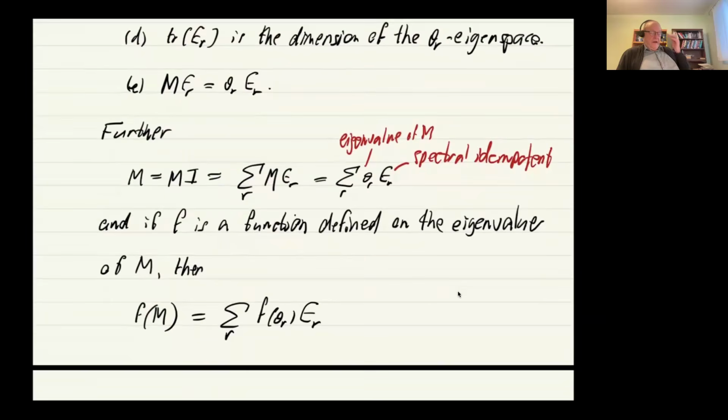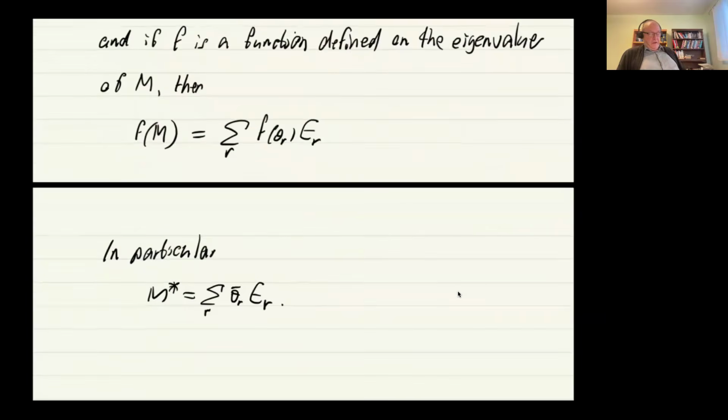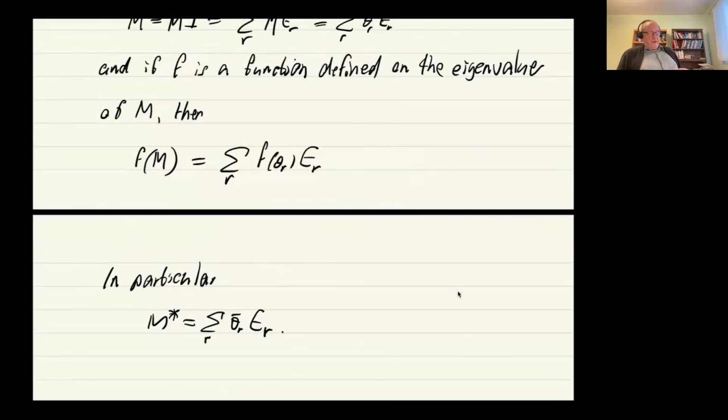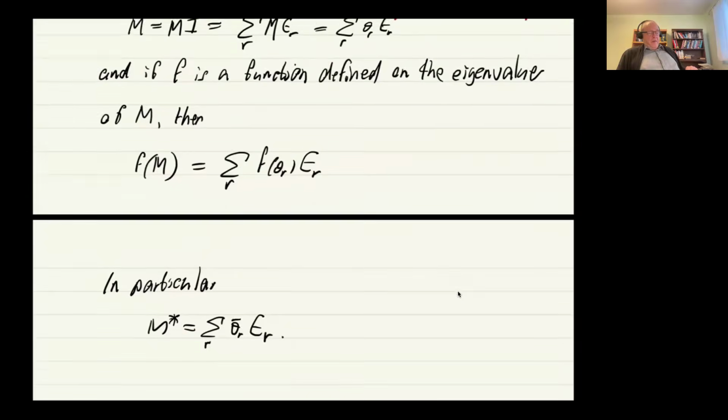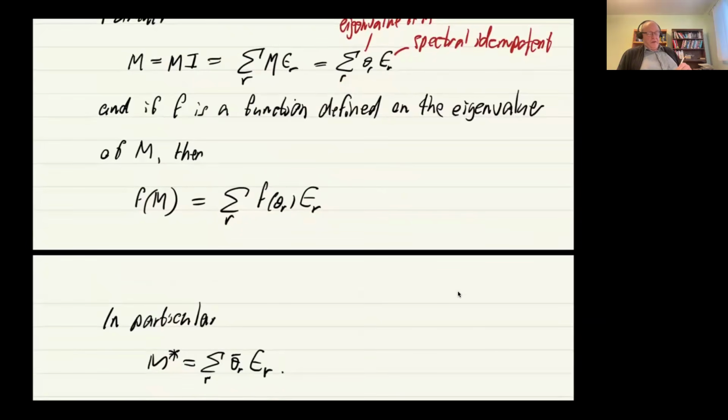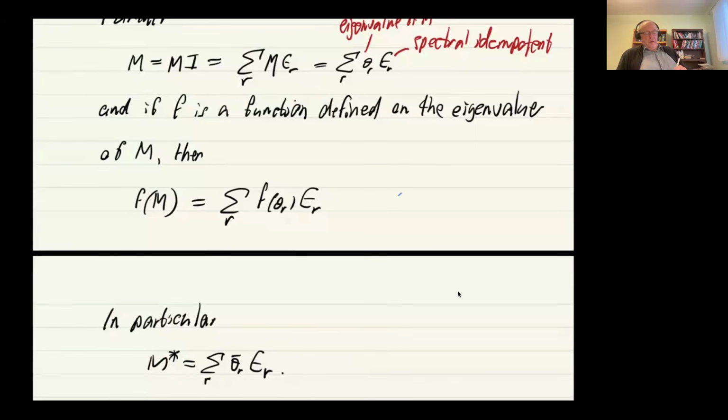But one reason spectral decomposition is useful is that if f is a function defined on the eigenvalues of M, then f of M is equal to the sum of f of theta r E sub r. Now this is useful in very many ways. One consequence of this is that if M has spectral decomposition sum of theta r E_r, then M star has decomposition sum of theta r bar E_r. But I want to talk a bit more about this. This comes under the heading of what the analysts would call functional calculus.